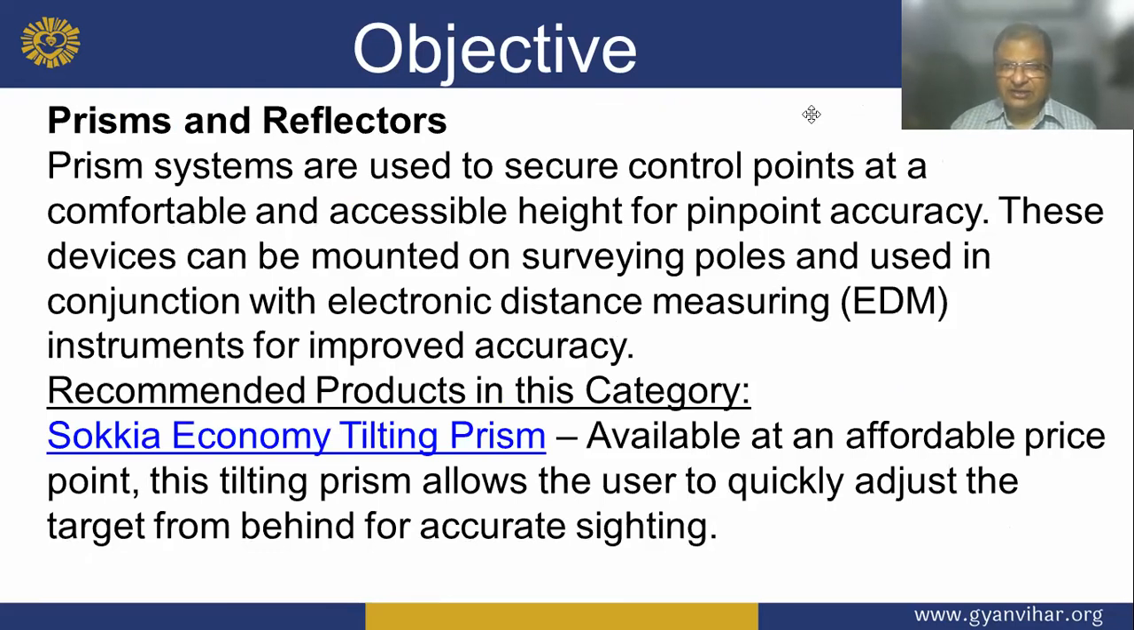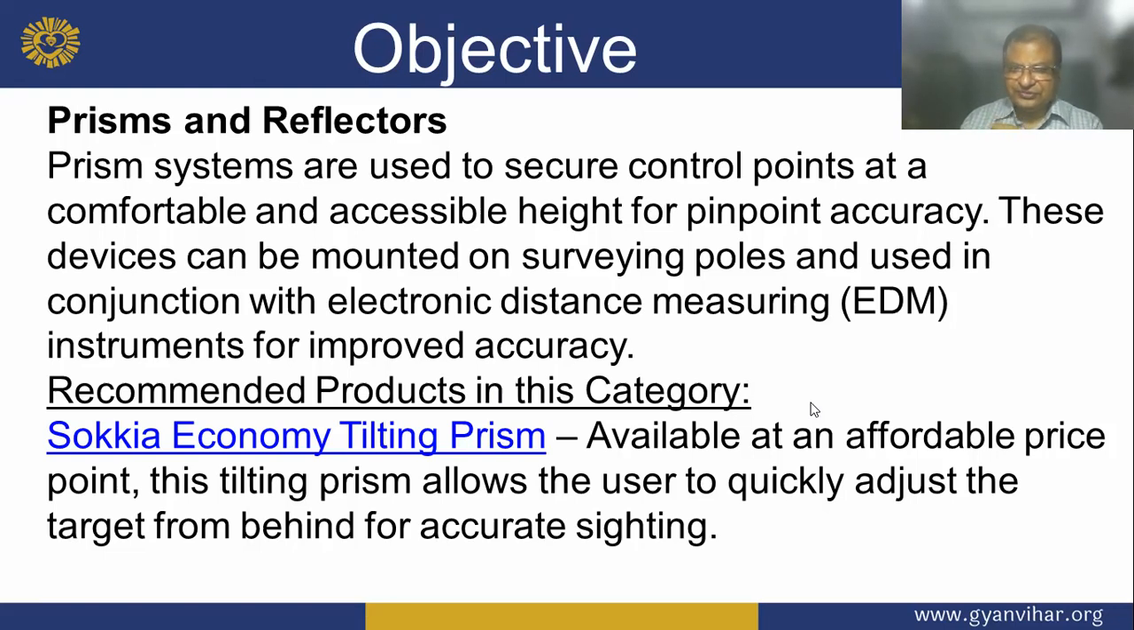Now, prism and reflector. Prism systems are used to secure control points at a comfortable and accessible height for pinpoint accuracy. This device can be mounted on the surveying pole and used in conjunction with electronic distance measuring, that is called EDM, for improved accuracy. Recommended product in this category.